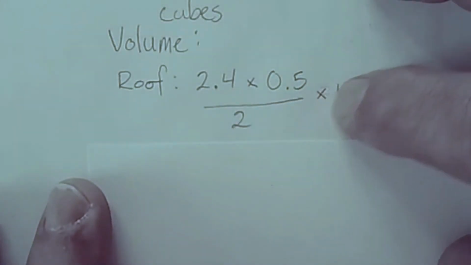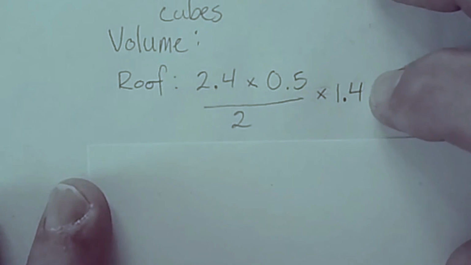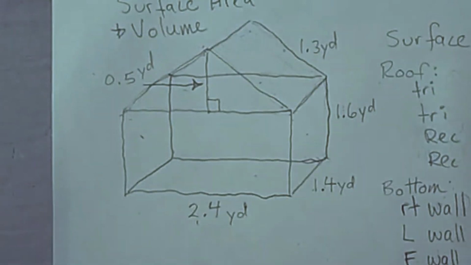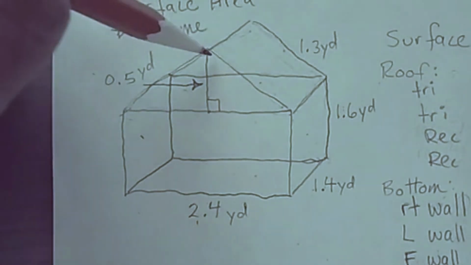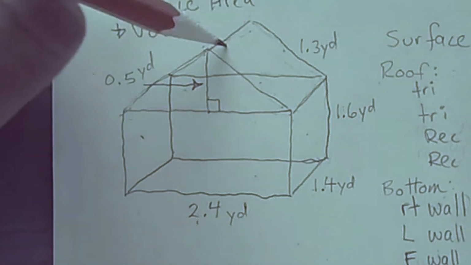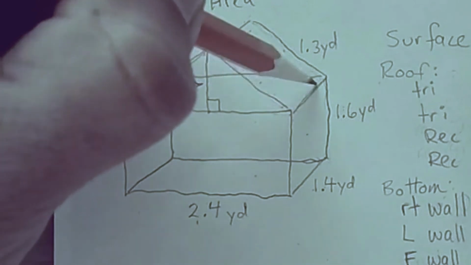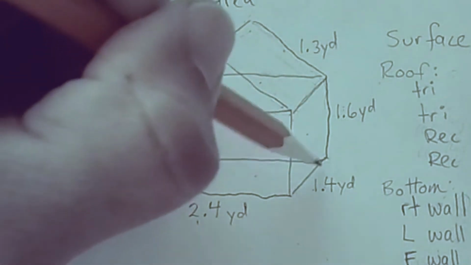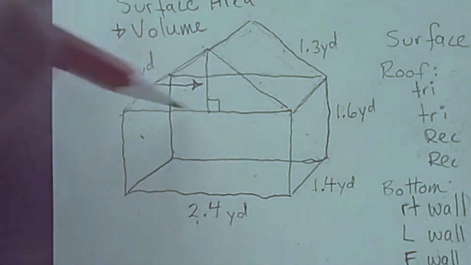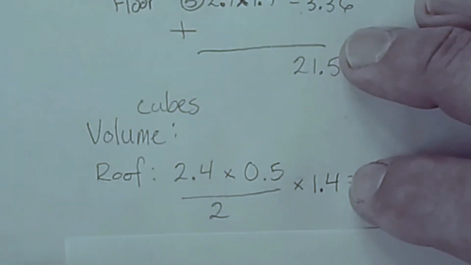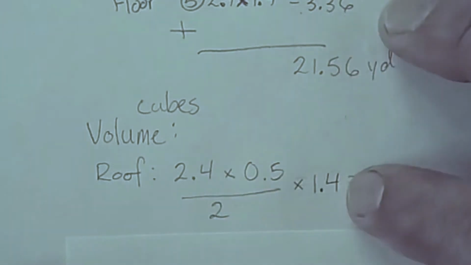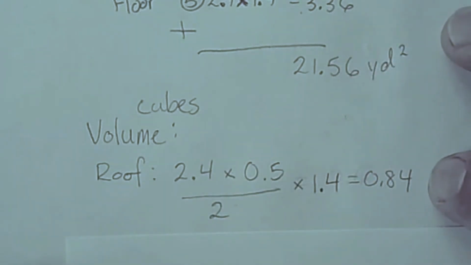Then I have to multiply the area of the triangle by the length of that prism. The length of the prism is the distance between the triangles. That distance between the triangles is this length here, which I can trace back to this length, which is 1.4. So it's that area times 1.4. That's why I multiplied this by 1.4. And when I multiply all this together, I get 0.84.